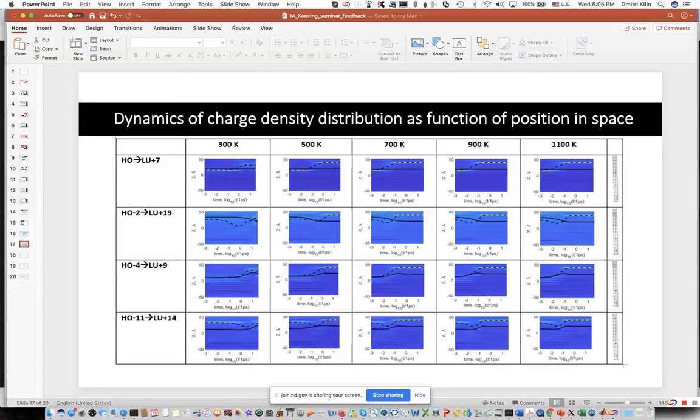Okay, and then here in this figure, I study how my charge density distribution changes with position. So two conclusions can be inferred from these graphs. One, all of the charge transfer is localized near the iodine dopant.